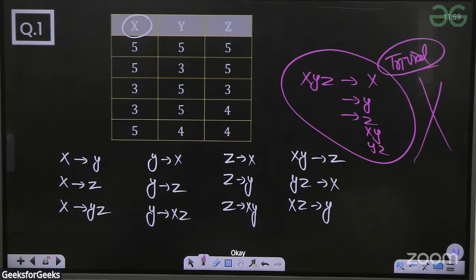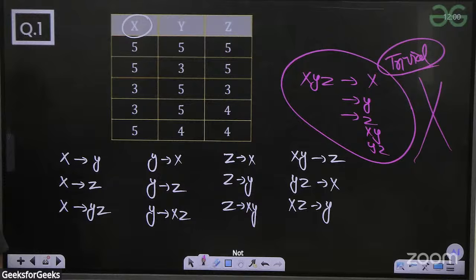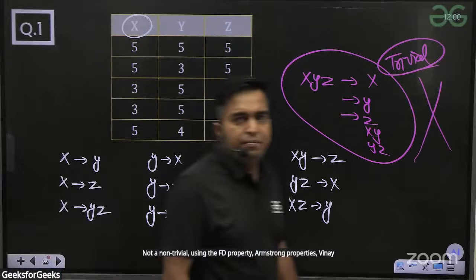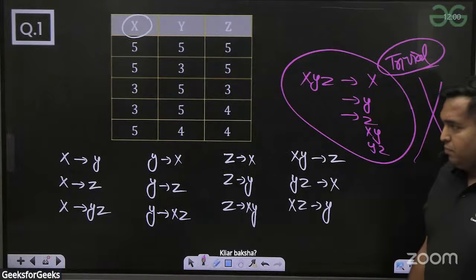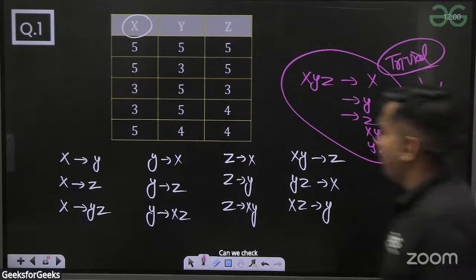Okay, Radhe, 5. X to XYZ, this is not non-trivial, using the FD property, Armstrong properties. Vinay. Clear, bachcha? Now, can we check? Please, everybody.